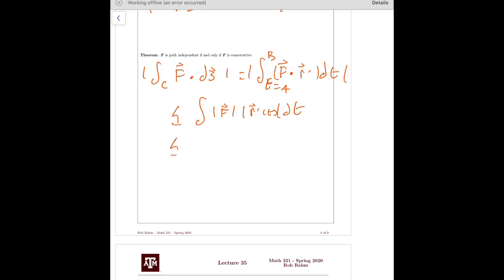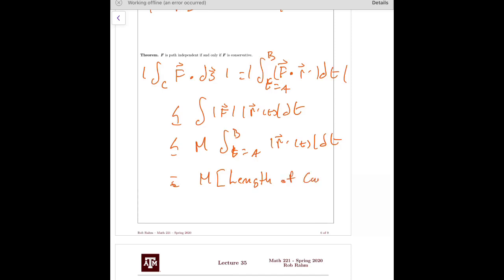And now, since f is continuous, the magnitude of f is bounded by some overall constant on the curve. Let's say M. So this is less than or equal to M times the integral from t equals a to b of the magnitude of r prime of t dt. But this is just the length of the curve from t equals a to b. So this is equal to M times the length of the curve.